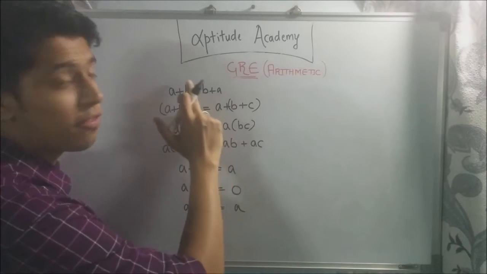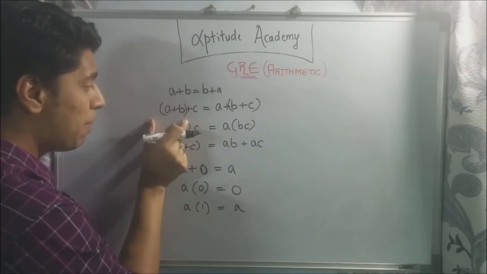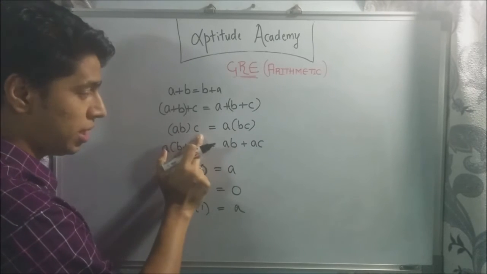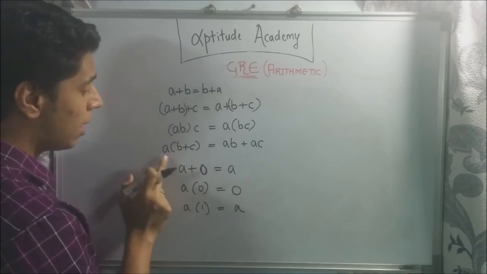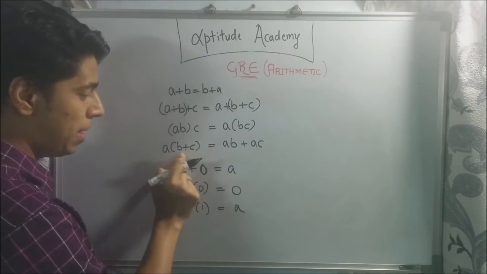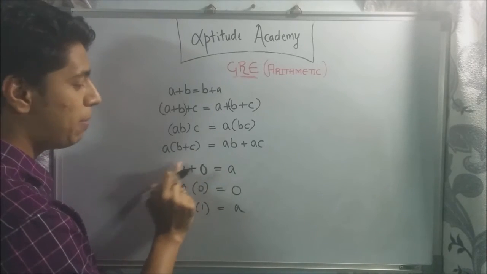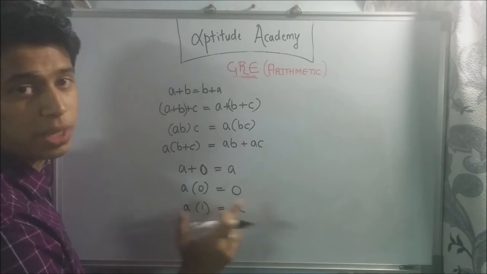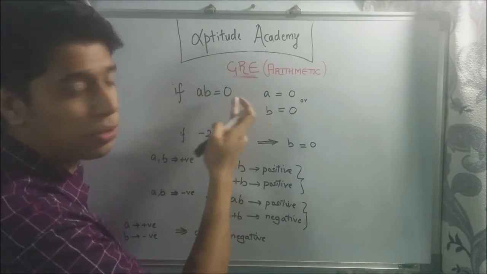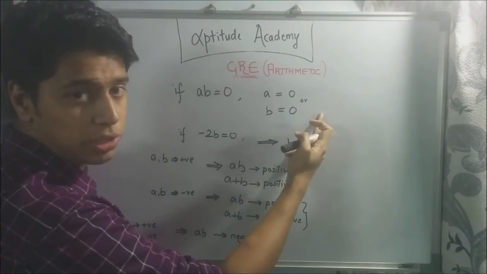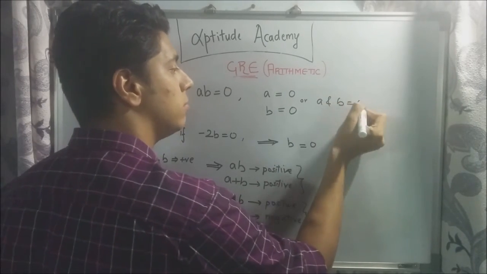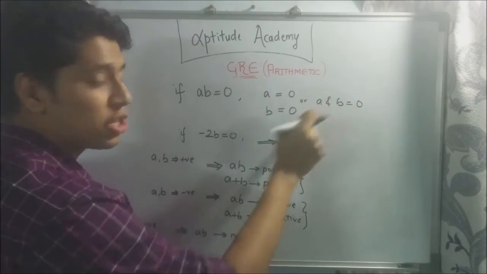Now before we end this lecture, let's go through some simple properties. So you have a plus b is equal to b plus a, a plus b plus c is equal to a plus b plus c, ab into c is equal to a into bc, a into b plus c is equal to ab plus ac, a plus 0 is equal to a, a into 0 is equal to 0, and a into 1 is equal to a. Now, if ab is equal to 0, then either a is equal to 0 or b is equal to 0, or both of them are 0, right? That one of these three has to be true.